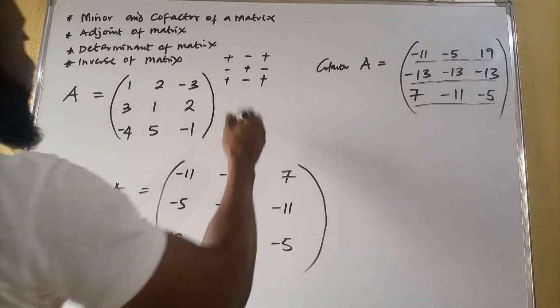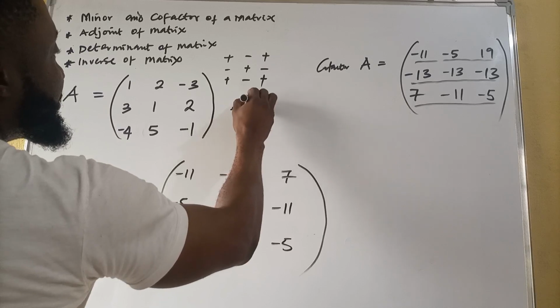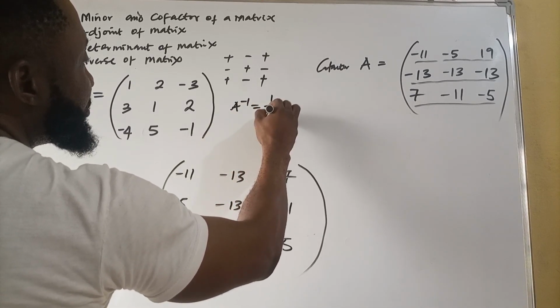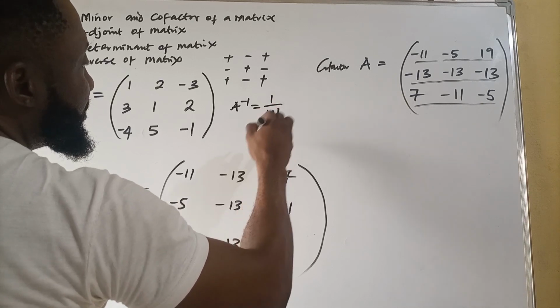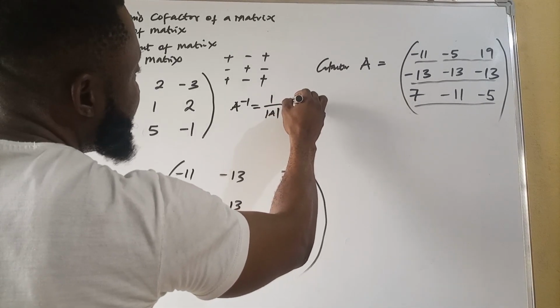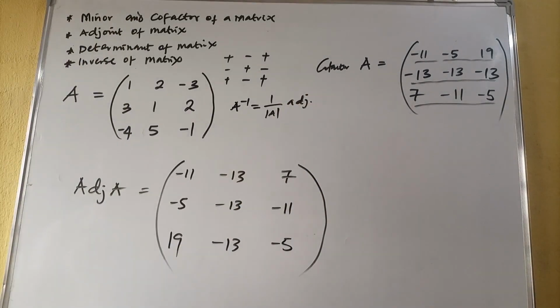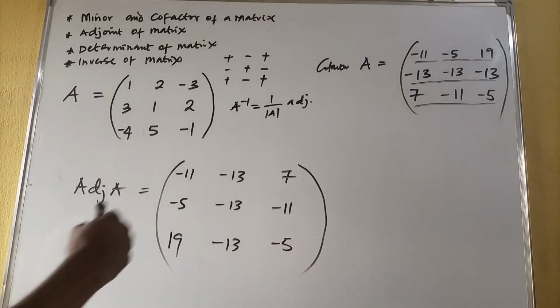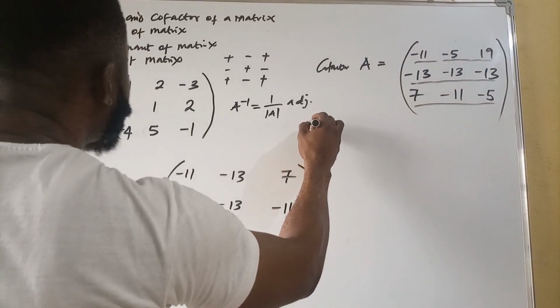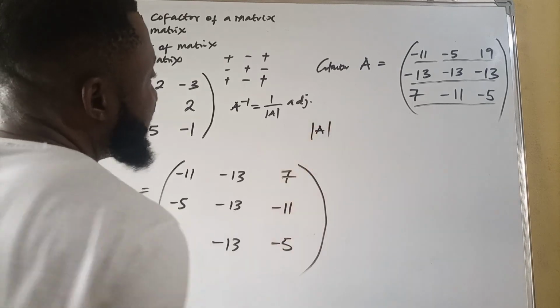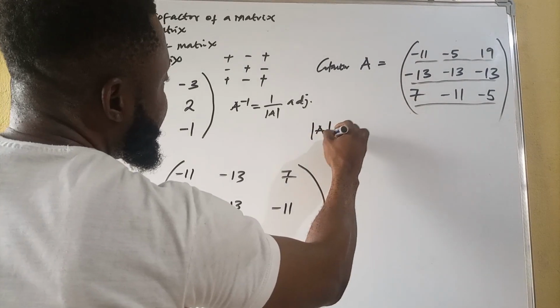So recall that the inverse of a matrix A is equal to 1 over the determinant of A times the adjoint of A. So we are going to get the determinant of A. So how do we get the determinant of A?